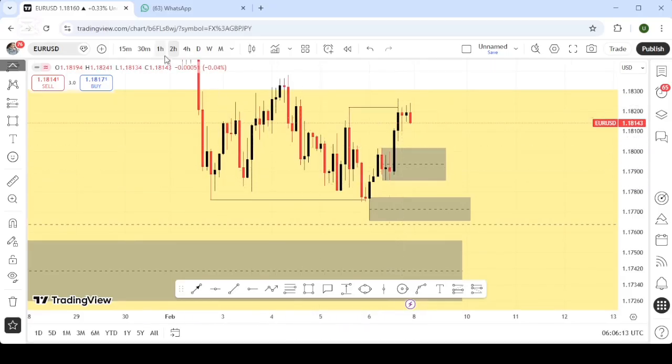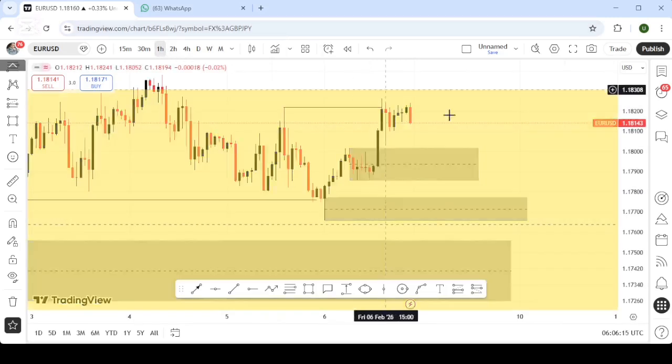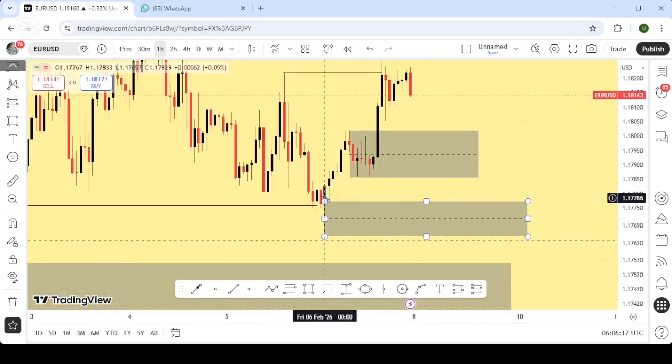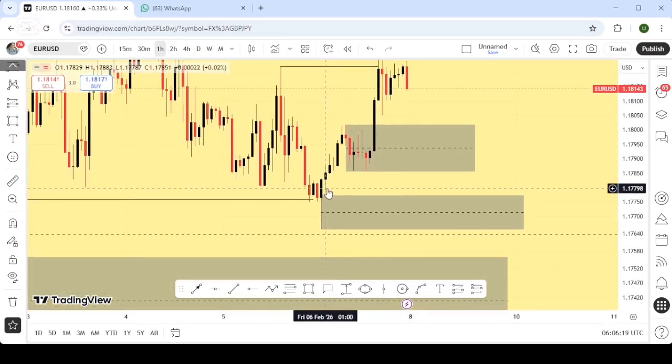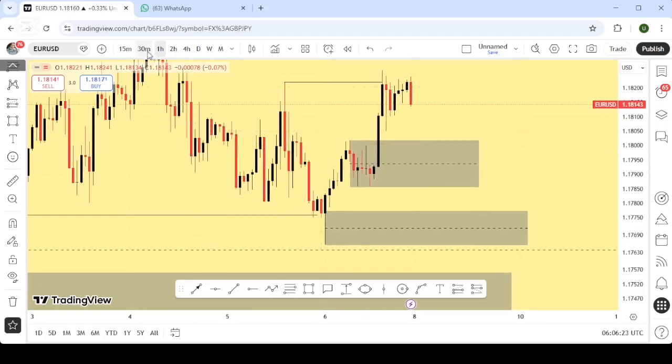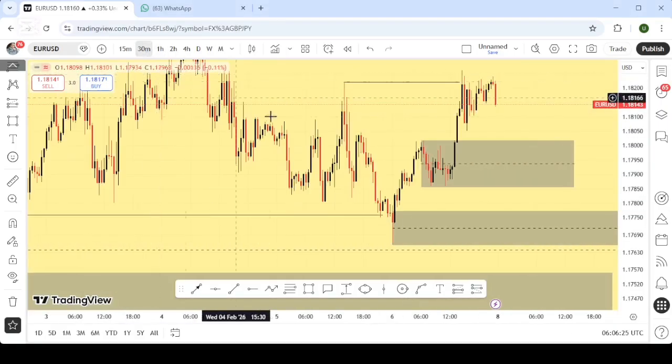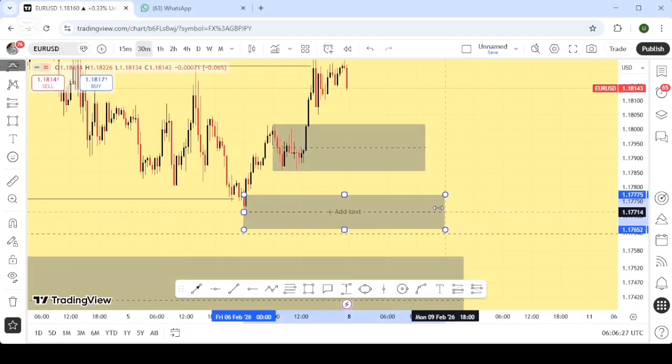But let's study how price looks on the 1-hour time frame. On the 1-hour time frame, this zone still doesn't have those fair value gap inducement levels. It does not have the fair value gap yet. But we can see how it looks on a 30 minutes time frame.